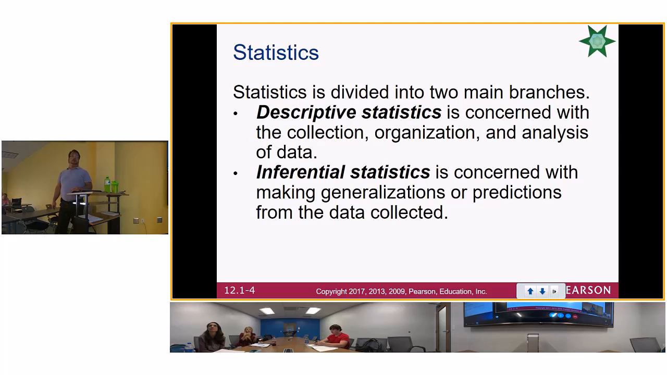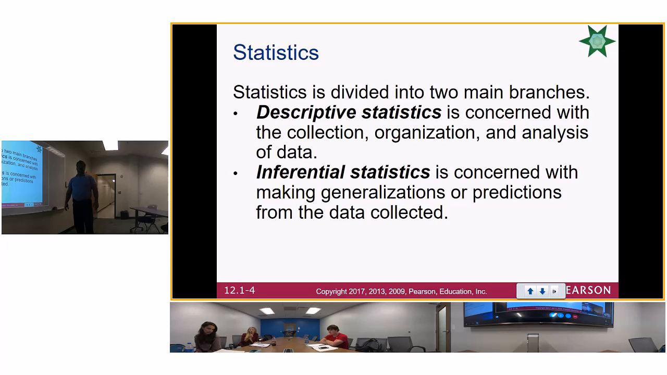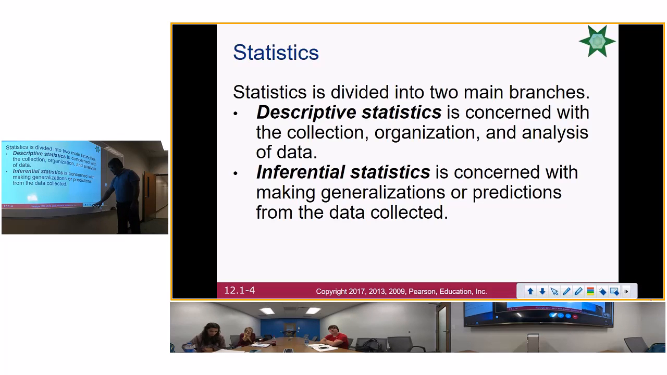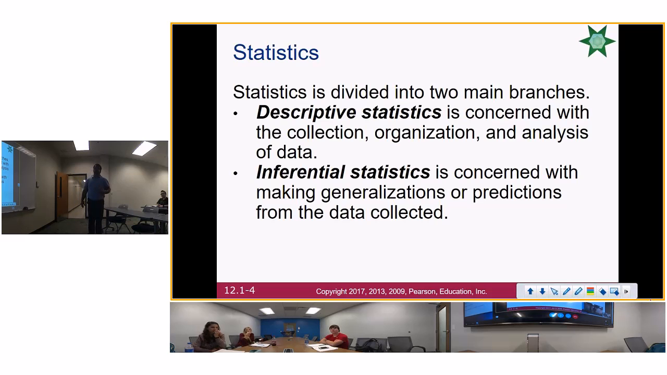Descriptive is when Miss Johnson goes out to the parking lot and counts the white cars versus all the different other color cars. What is Miss Johnson doing? She's counting, organizing. She's putting it down on a piece of paper. She's going to calculate the percentages, the probability or whatever. The whole point is she's doing all the work. That's what descriptive statistics is.